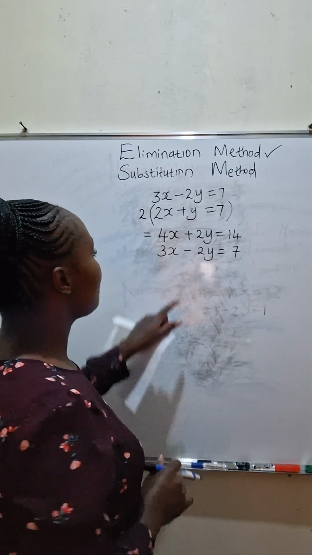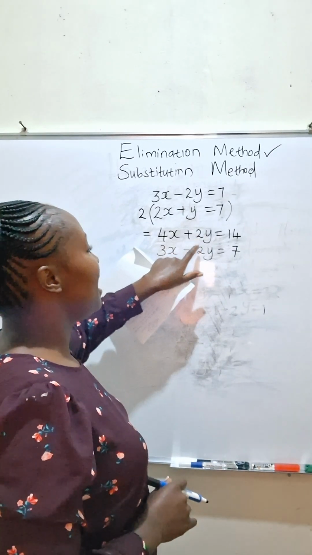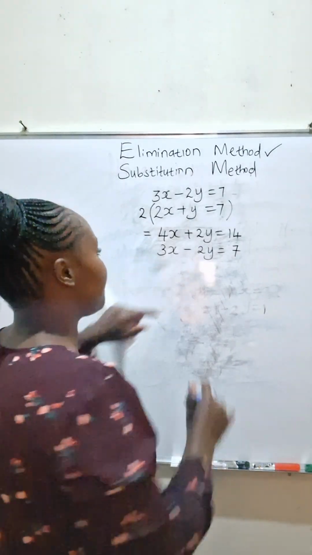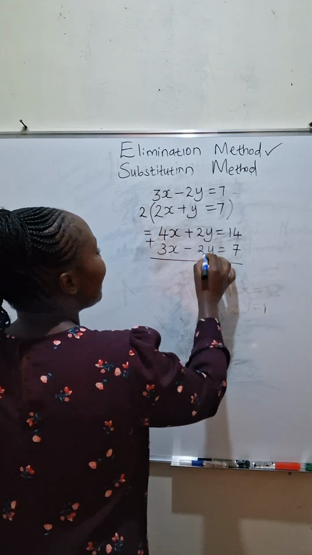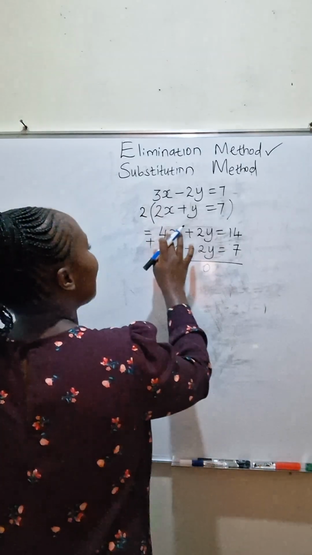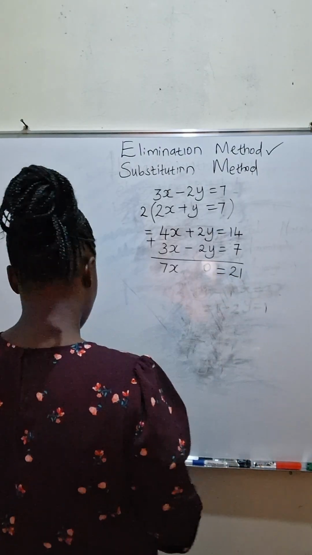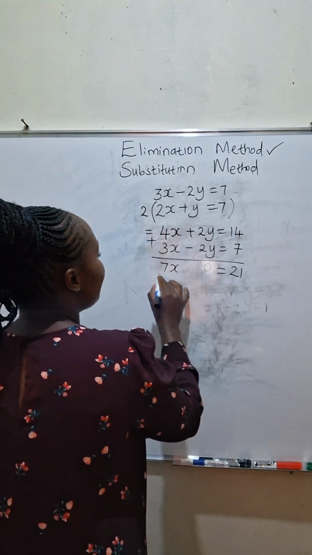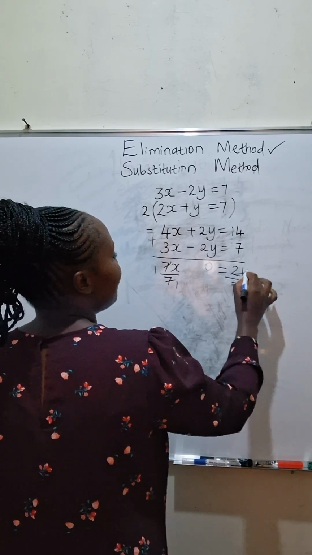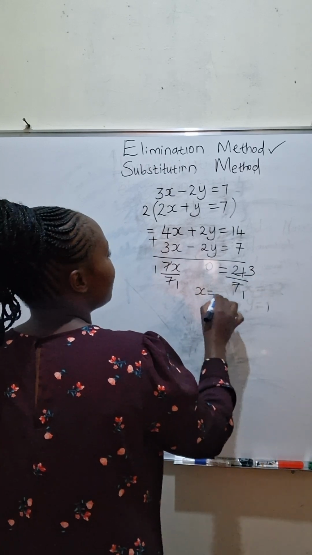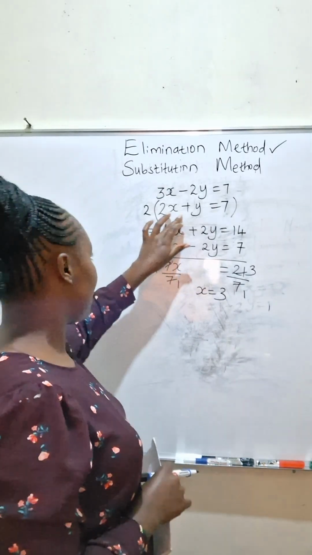So I can choose to add these, because the negative will turn to positive. So we will add, okay? After adding, the y is now 0, but we'll have 4x plus 3x, which is 7x, which equals 21, right? If you divide by 7, you'll get that x is 3. You can choose to replace this x in any of the equations above, okay?